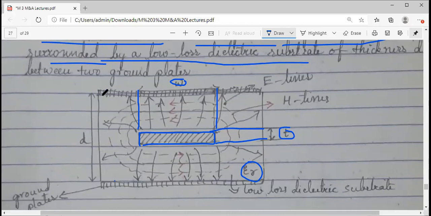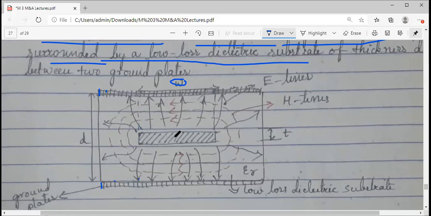And above and below, you can see this is the shielding. You have ground planes, that is, plates you can take. These are the two ground plates above and below the substrate. So this is the constructional detail, how it looks. And some of the field lines I have shown you, how the fields exist here.